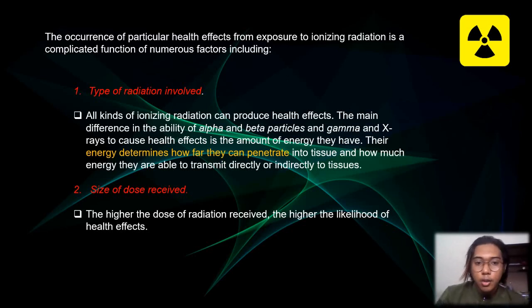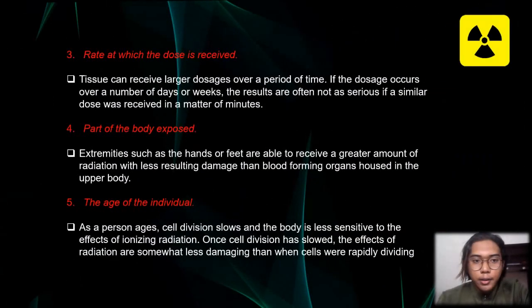Second, size of dose received. The higher the dose of radiation received, the higher the likelihood of harmful effects. Third is the rate at which the dose is received. Tissue can receive a larger dosage over a period of time. If the dosage occurs over a number of days or weeks, the results are often not as serious as if a similar dose was received in a matter of minutes. That means the immediate radiation emitted by the source is more dangerous than radiation that takes days or weeks.